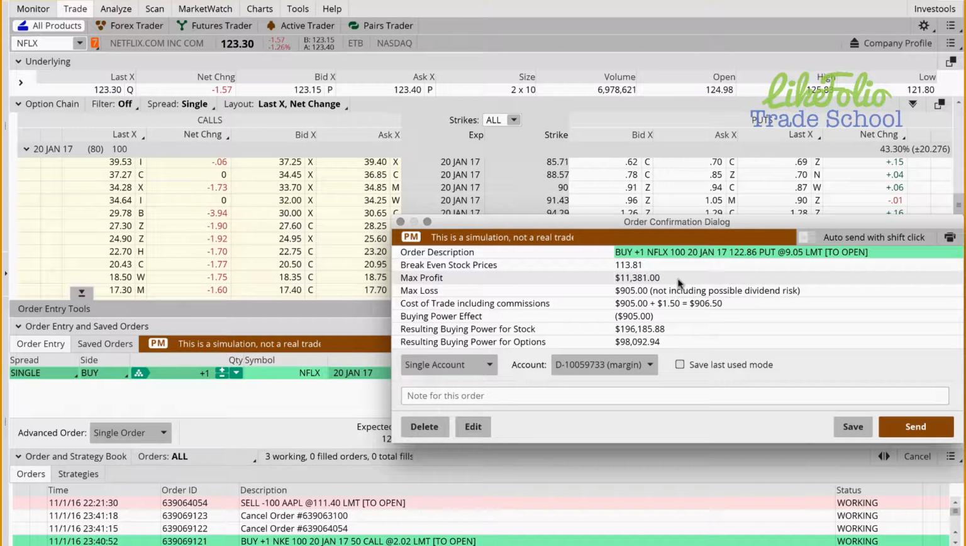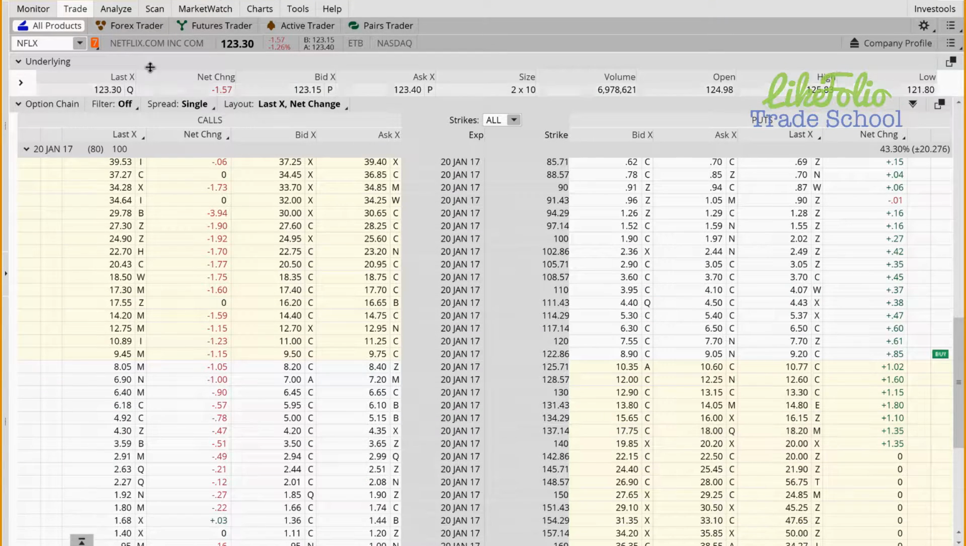Max profit is 11,381. That would require Netflix going to zero, which is not going to happen. So max loss is going to be 905, just basically the amount that we're risking by buying these. If we let it go to zero in value, we would lose $905. Tells you the cost of trade. Again, reiterates your $1.50 commission, buying power effect, etc. We hit send. We route it.